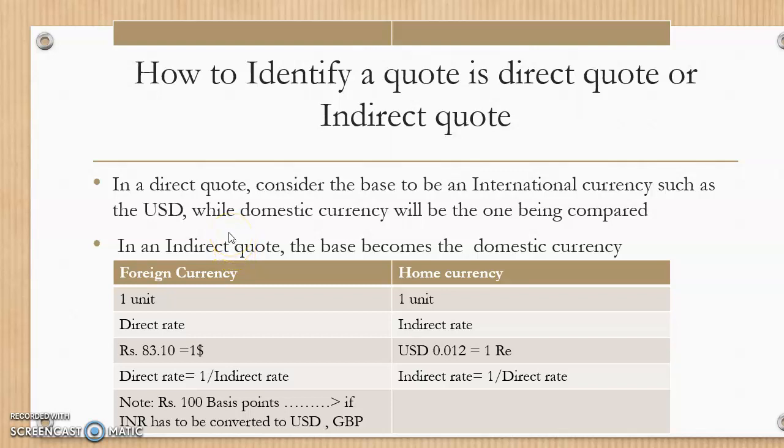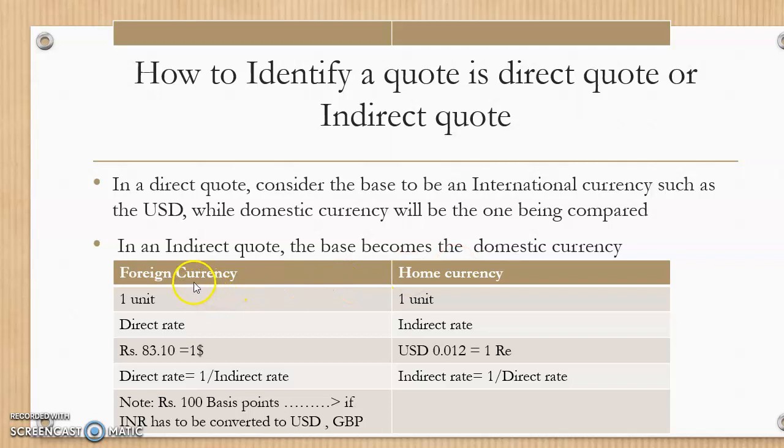In today's class, let's see how to identify a quote as an indirect quote or a direct quote. One thing you have to understand, which I usually say in class, is that in a direct quote, you have to consider the base to be the international currency. It can be USD, it can be pound, while the domestic currency will be the one being compared. If you look at the indirect quote, the base becomes the domestic currency.